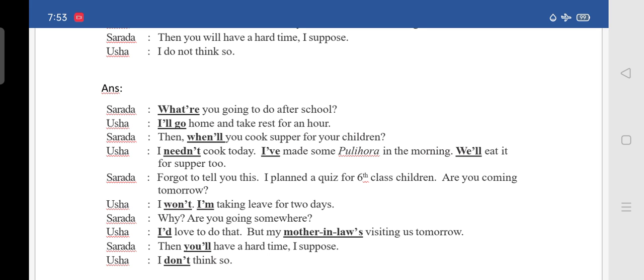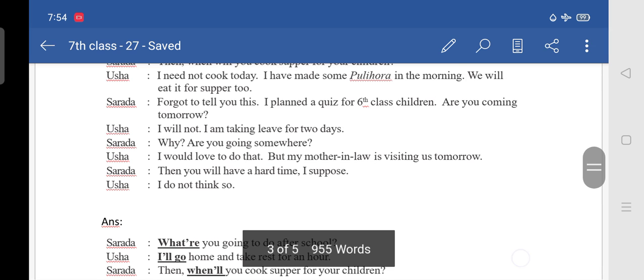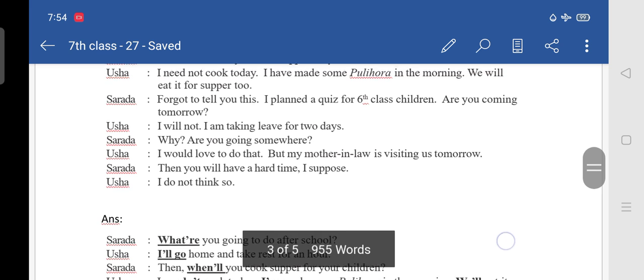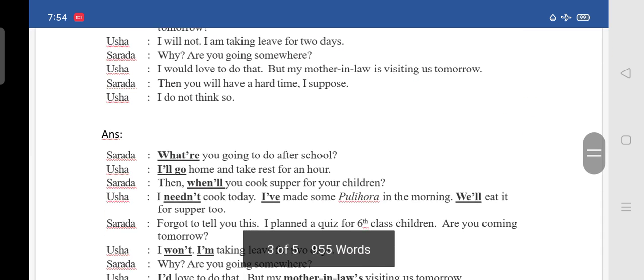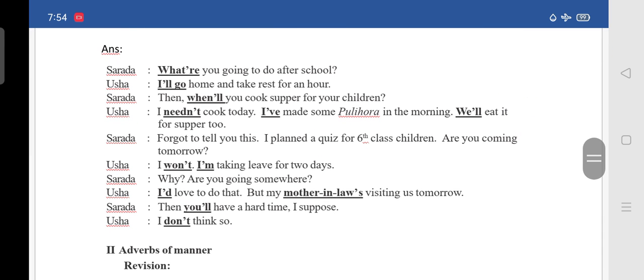I forgot to tell you this. I planned a quiz for 6th class children. Are you coming tomorrow? Then Usha is saying "I won't," in place of "I will not." See here. Here we are writing "I won't." In place of "I will not," we are writing "I won't."